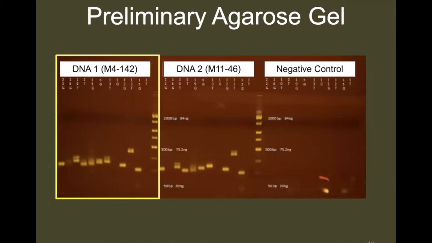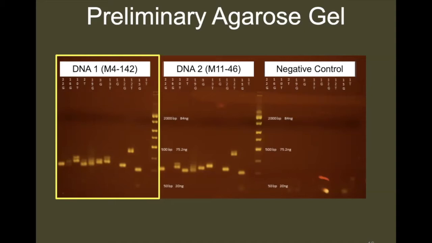So here you can see a preliminary 2% agarose gel electrophoresis image. What you see in that first yellow box is one of our reference samples. We're just going to call it DNA 1. In the second area, that is DNA 2, a second reference sample. And in the third area, that's our negative control. We did not use any white oak DNA.